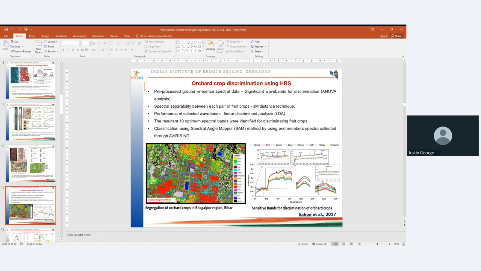And this is the classified image of the particular area where a number of crops like coconut trees are there, then mango, then litchi, then different crops like maize, guava, banana. All these things they were able to classify with sufficiently very good accuracies. And these were some of the sensitive bands identified for discrimination of the different orchard crops.